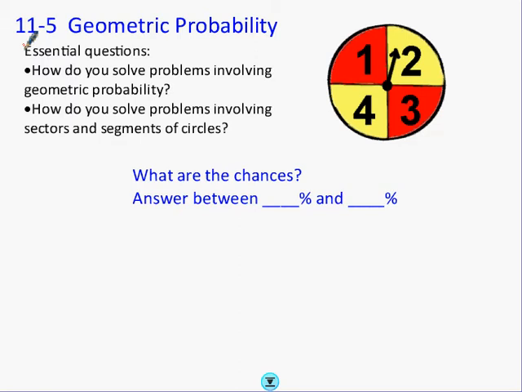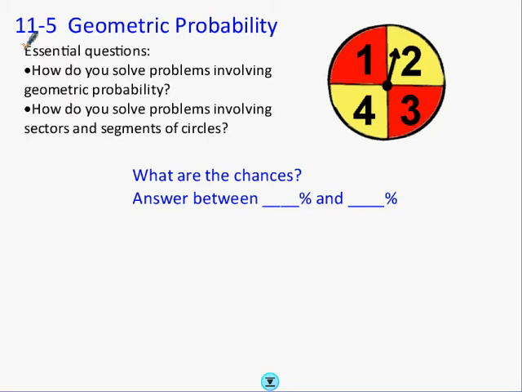This is lesson 11.5 on geometric probability. Probability, as you're probably aware, is simply the answer to the question, what are the chances? Or what is the probability that? In geometry, we determine probability by examining areas. We call it geometric probability.